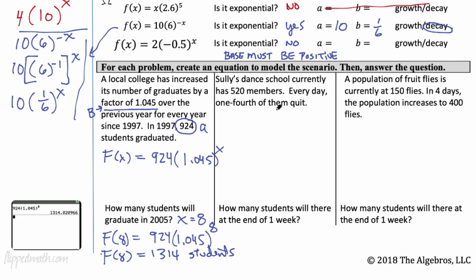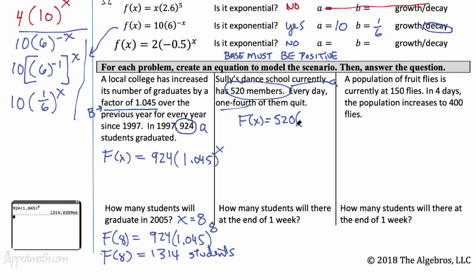Sully's Dance School currently has 520 members. That is going to be our initial value right there. So that's what A is. Every day, 1/4 of them quit. So I'm going to write, what do we got here? So f of x is going to equal 520. And then every day, 1/4 of them quit.